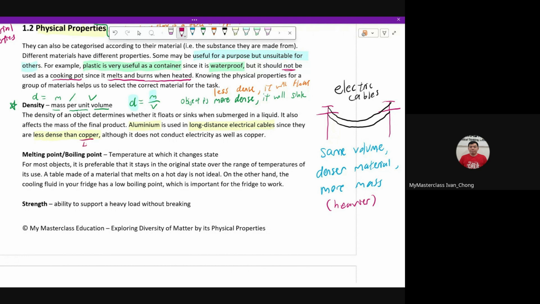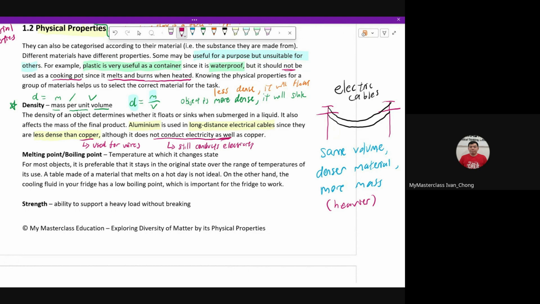This one is the one that is used for wires most of the time. So all the wires that you have in your handphone cables, your charger cables, or your laptops and stuff like that, all of these are usually made of copper. Now, even though it does not conduct electricity as well, it still conducts electricity. So it can still have electricity flowing through. Just that, why do we choose aluminium?